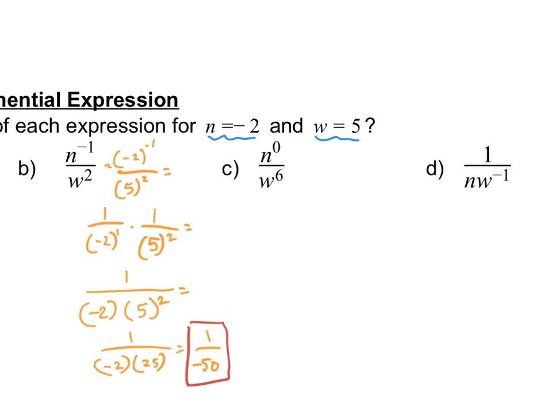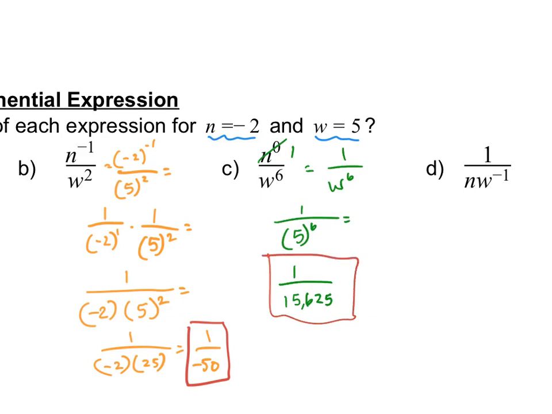Continuing on here, we have n to the 0 power, and we could substitute negative 2 into the 0 power, but we should be getting to the point that we know that is equal to 1. So technically I have 1 over w to the 6th power, and then 1 over, when I substitute in 5 for w to the 6th power, I believe that is going to turn out to be 1 over 15,625, if I remember correctly from class. That is the value that we came up with.